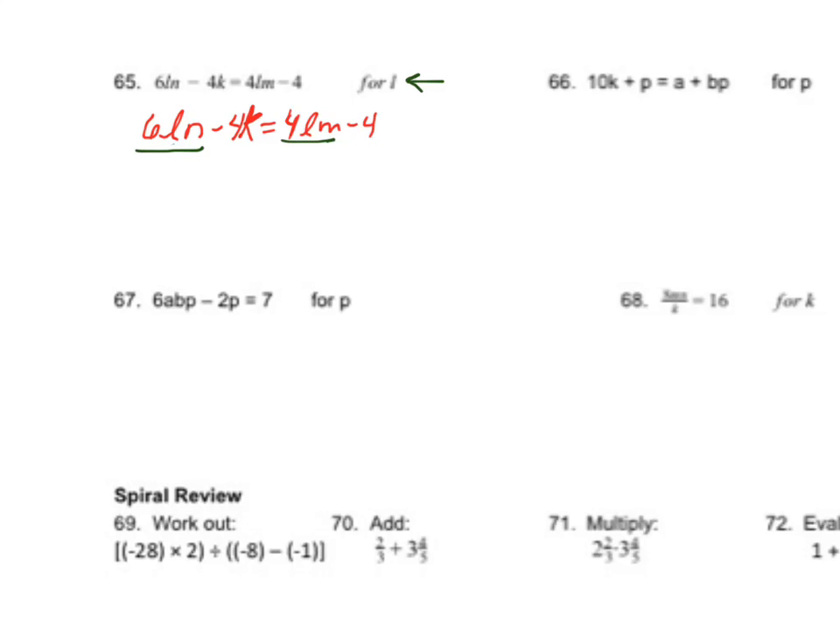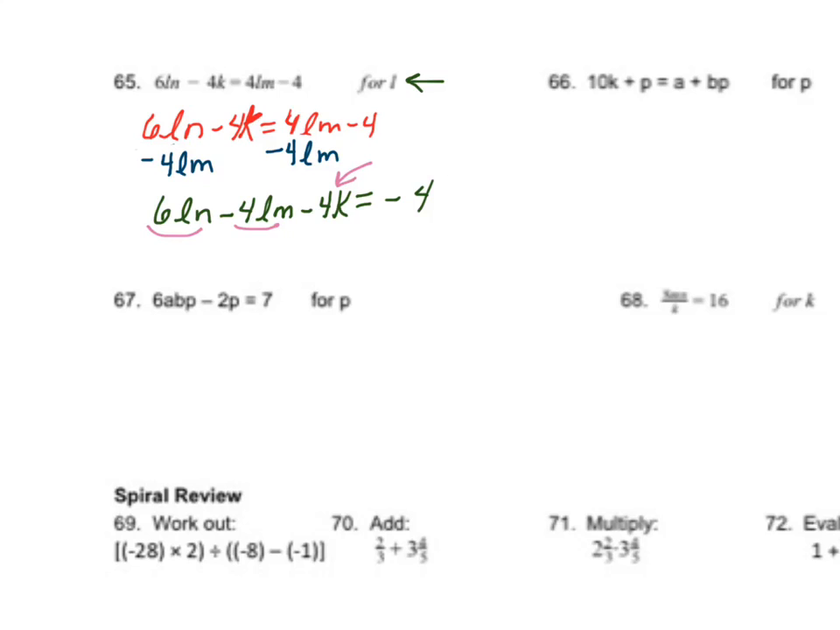In general, what I like to do is move them to the side that is going to keep things as positive as they can be. So in this case, I will get a negative value regardless of what I do. But if I subtract the 4lm and move it to the left, it looks kind of nice because I'll end up with 6ln, which is a positive, minus 4lm minus 4k. So I don't end up with a leading negative number. So now I've done a first step. I've gotten an L term and an L term both together on the left-hand side.